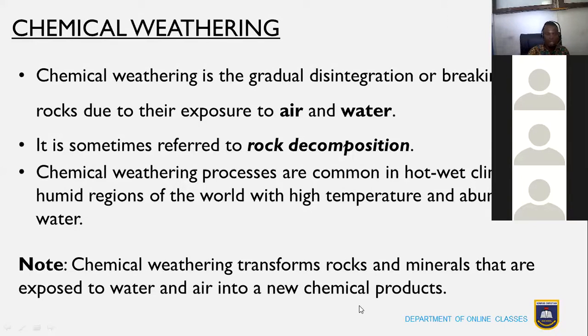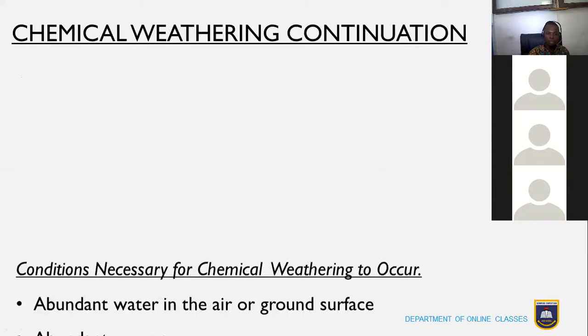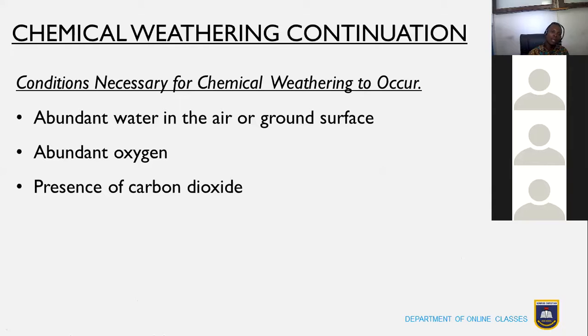All right. Now, what are the conditions necessary for chemical weathering to occur? We'll look at three of these conditions. Now, the first one has to do with the fact that there should be abundant water in the air or the ground surface.